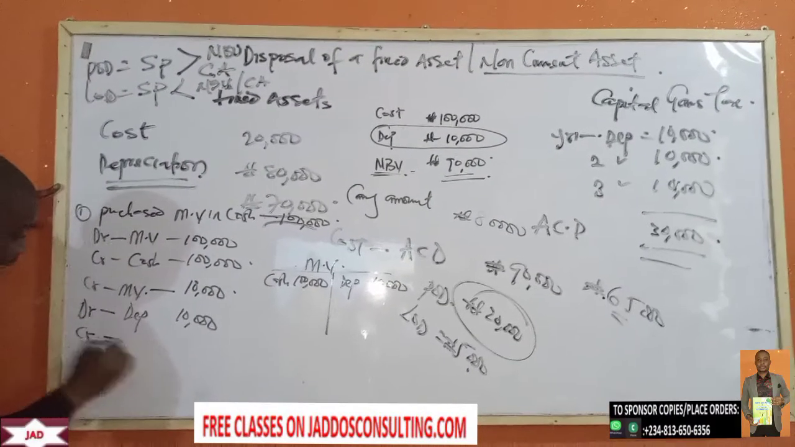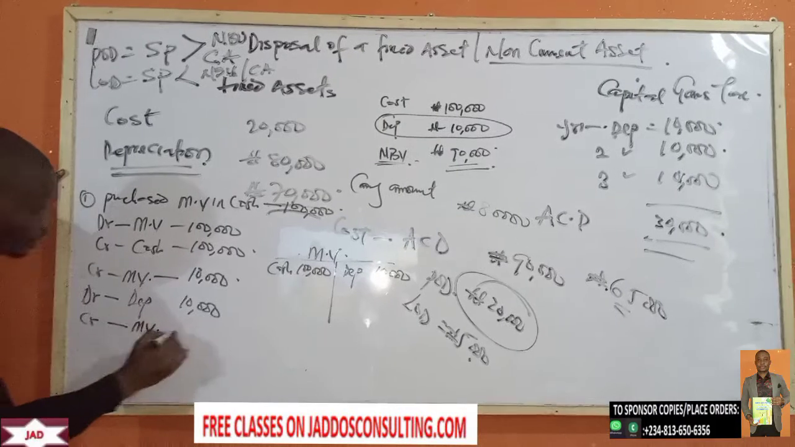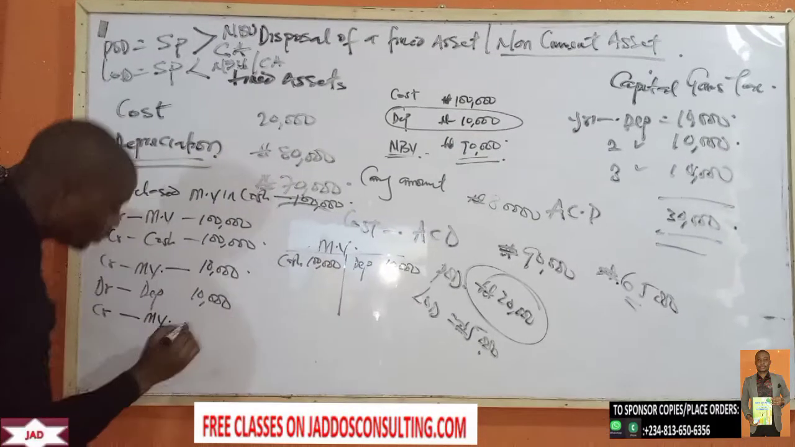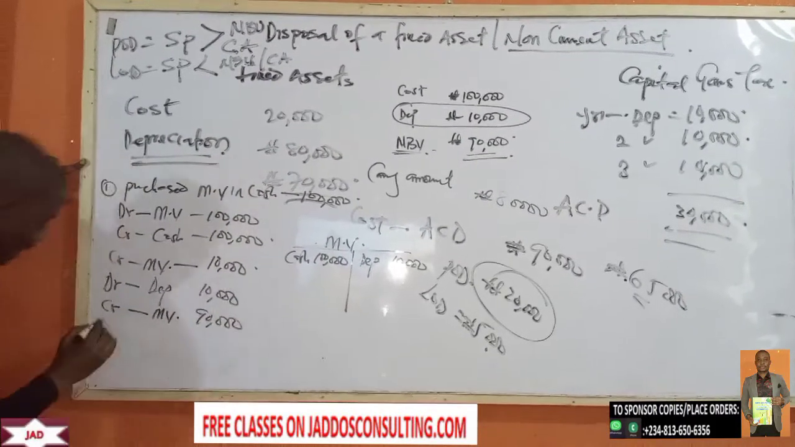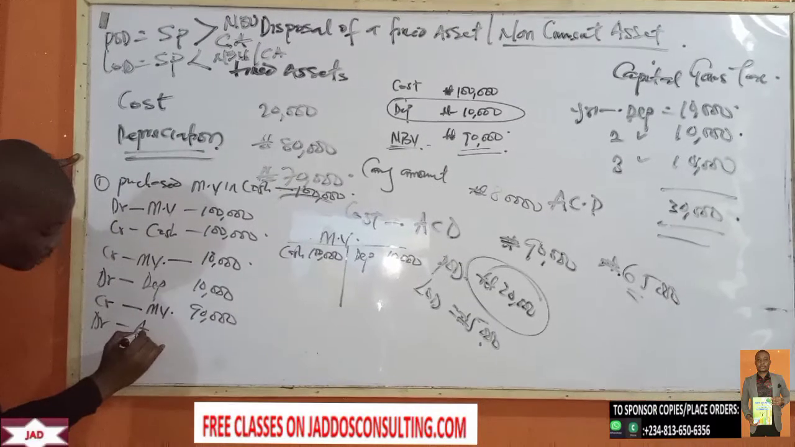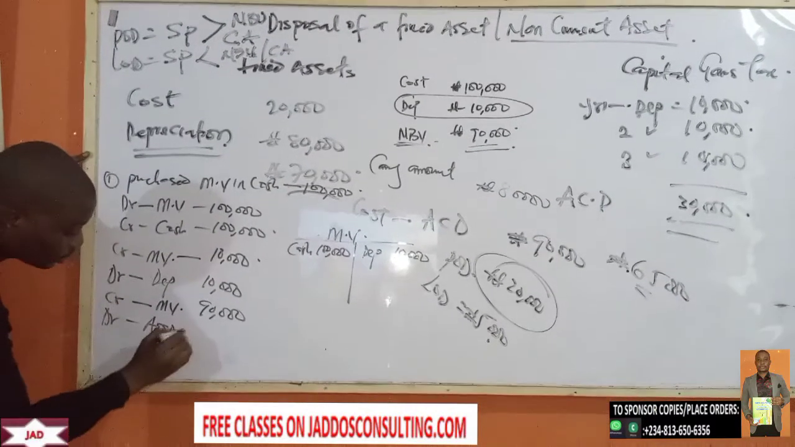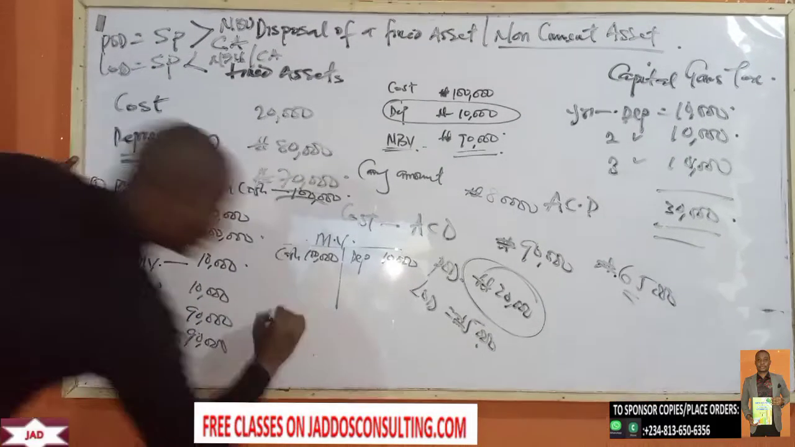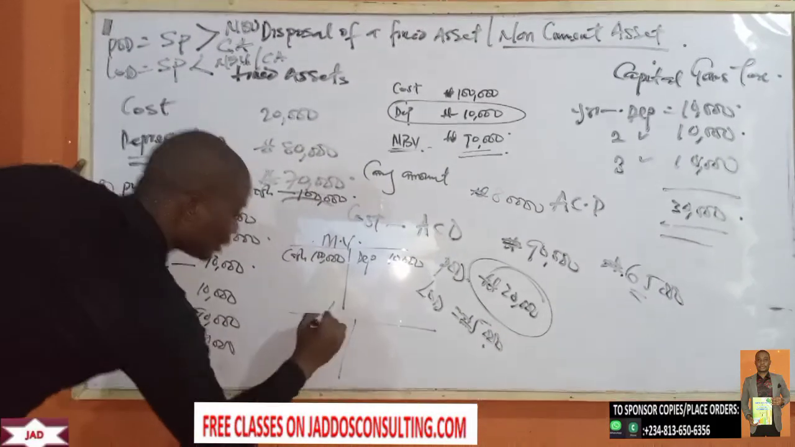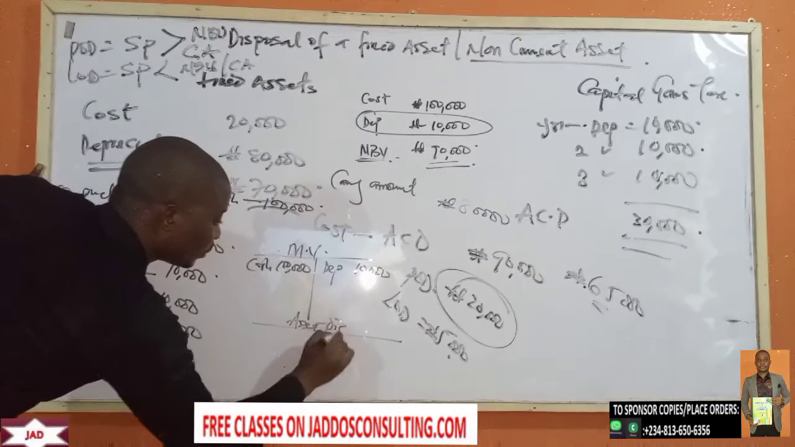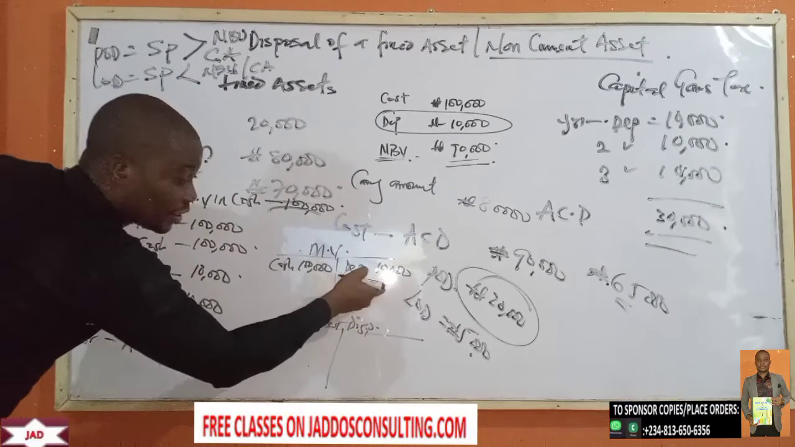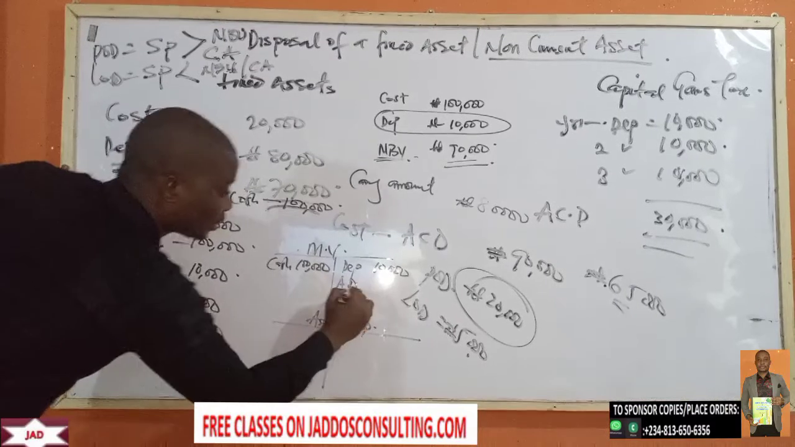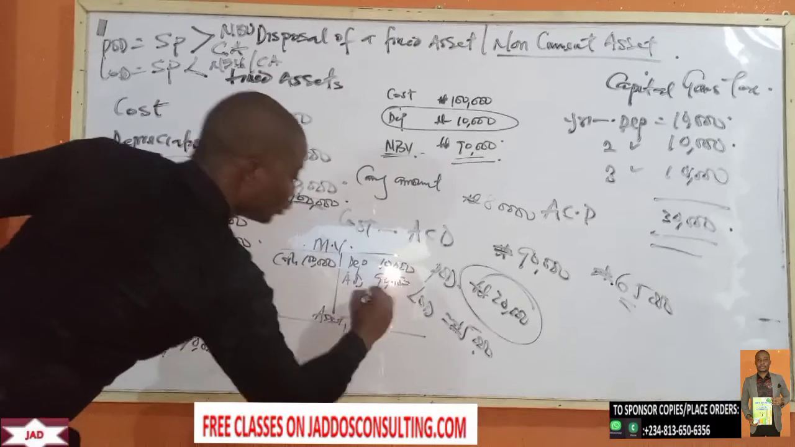You're going to say what? Credit what? Motor vehicle, with how much is left there, which is 90,000, right? And then we'll now debit what? Motor vehicle or asset disposal account? Okay? With how much? 90,000. This is what I'm saying. This is asset disposal account. Okay? We'll credit this guy here. We'll say asset disposal. How much? 90,000. So that the account will close.